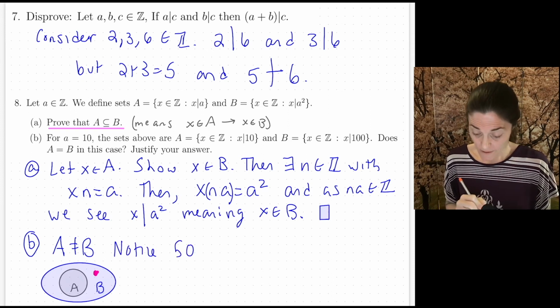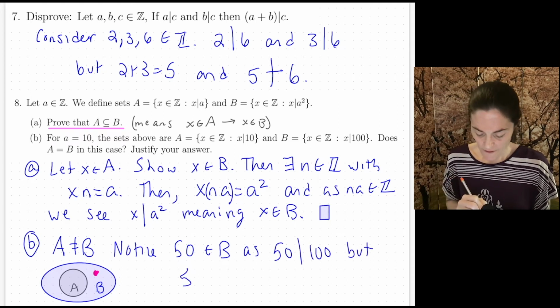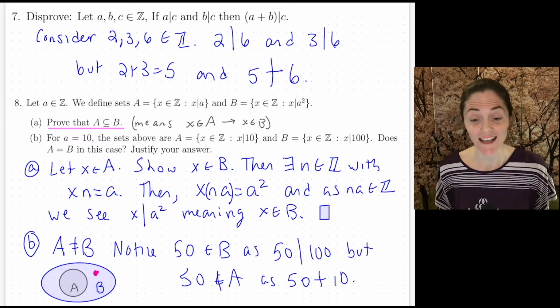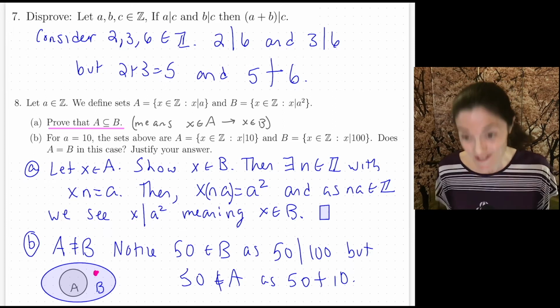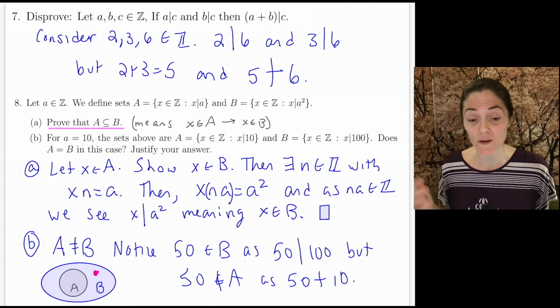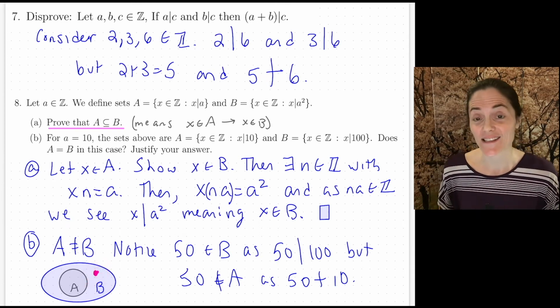Let's see, 50 is in B, as 50 divides 100, but 50 is not in A, as 50 does not divide 10. And this would be the justification as to why A is not equal to B. Similarly, 100 is in B, and 100 is not in A. But we just need one example of an element in B that is not in A.